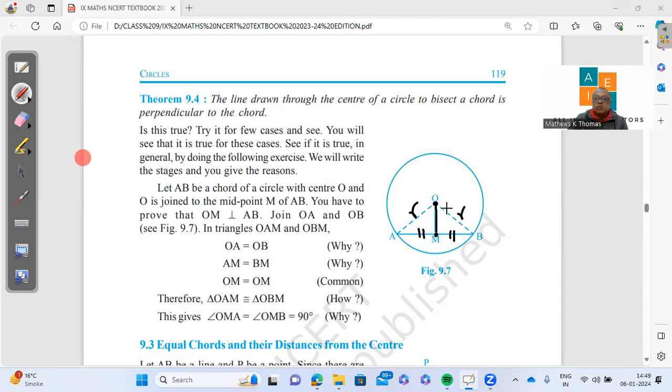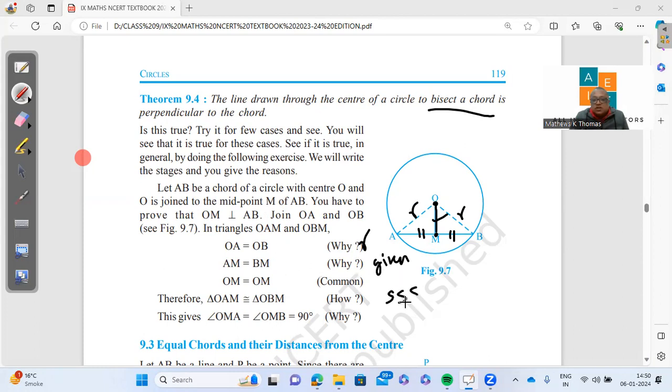So OA and OB are equal because they are radii of the same circle, radius OA and OB. AM equal to BM. Why AM equal to BM? Because it is given that this is the midpoint, because this line is bisecting the chord. Bisection means division into two equal parts. So AM equal to MB is given to us. They have written Y, so we have to write here given. OA equal to OB, radius. OM equal to OM common. So we have three conditions with us, and now we can say triangles are congruent by SSS because all three sides are equal.